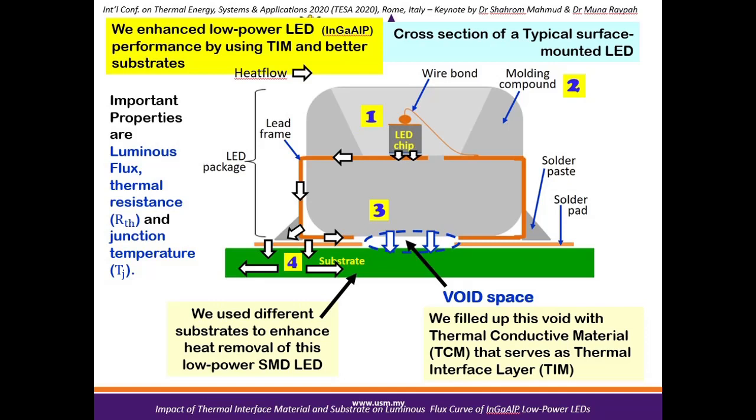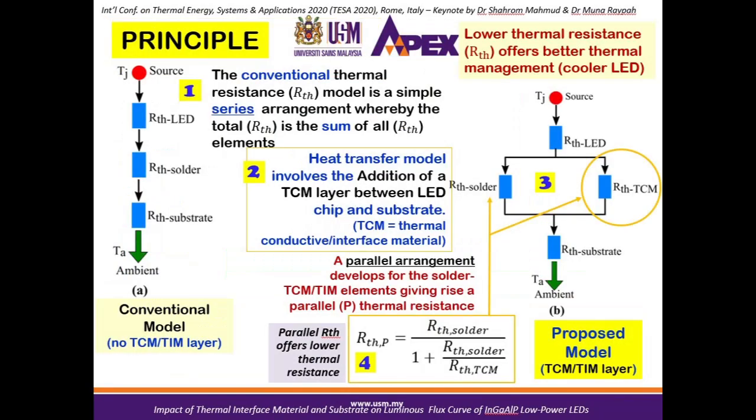What we did, we filled up this void with thermal conductive material that increases the surface contact area and promotes heat dissipation from the molding compound to the substrate, resulting in higher performance of the LED. Another project that we did was we worked on different materials of the substrate. Item number 4, we worked on metallic aluminum and epoxy glass, in which the aluminum substrate performs better. For the principle, it is known that lower thermal resistance or RTH offers better thermal management or a cooler LED.